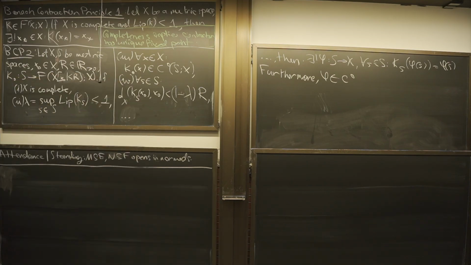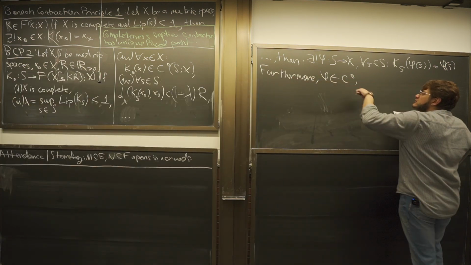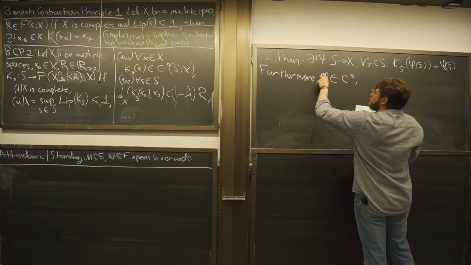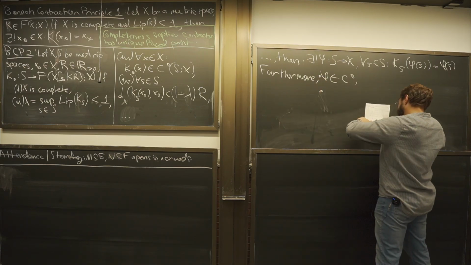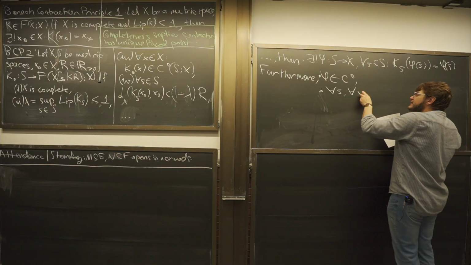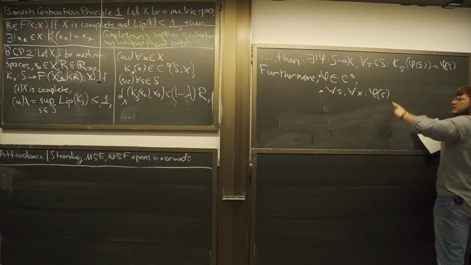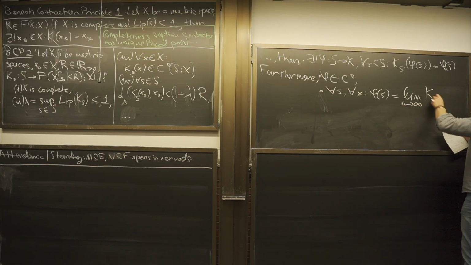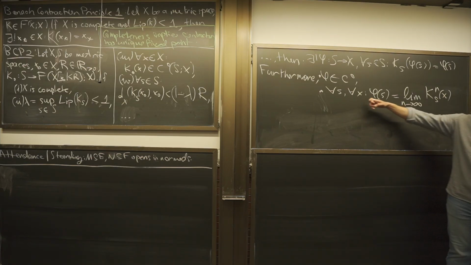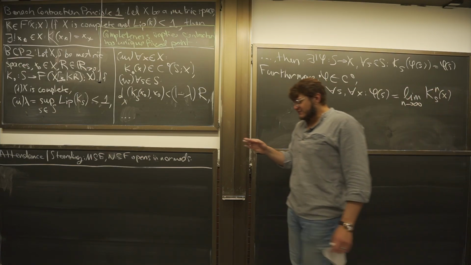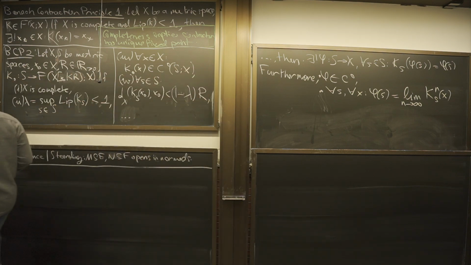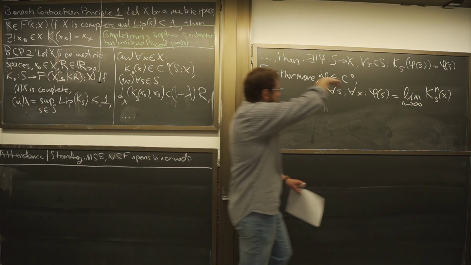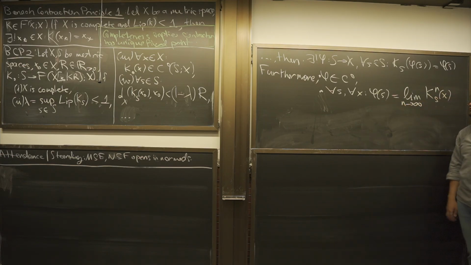Let me write it here. So this is one. Another one is for any s and for any x, phi of s is the limit as n goes to infinity of this. So this means that I'm taking x, like I said before, and I fix an s. I keep iterating k sub s. And when I keep iterating, this converges to this point.